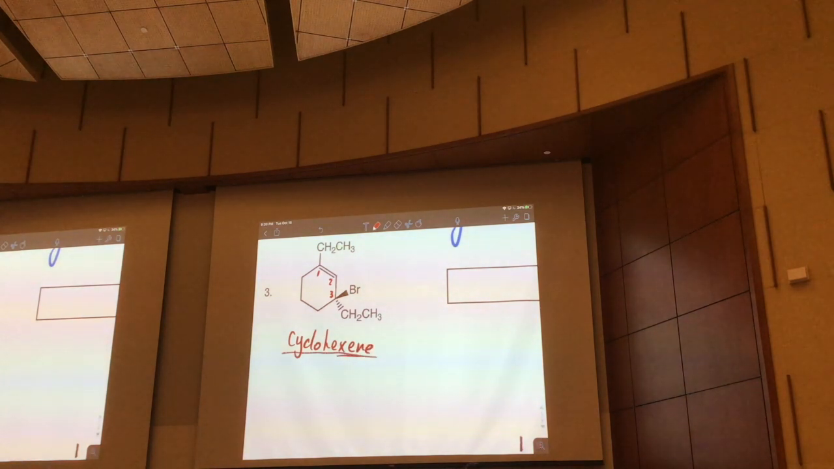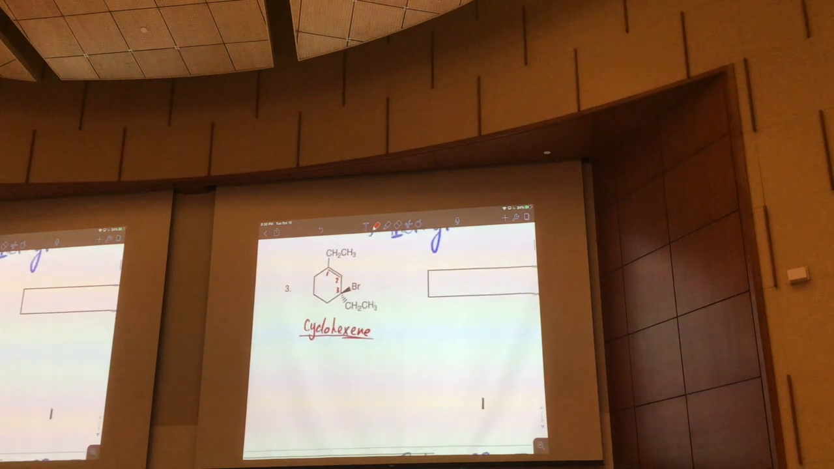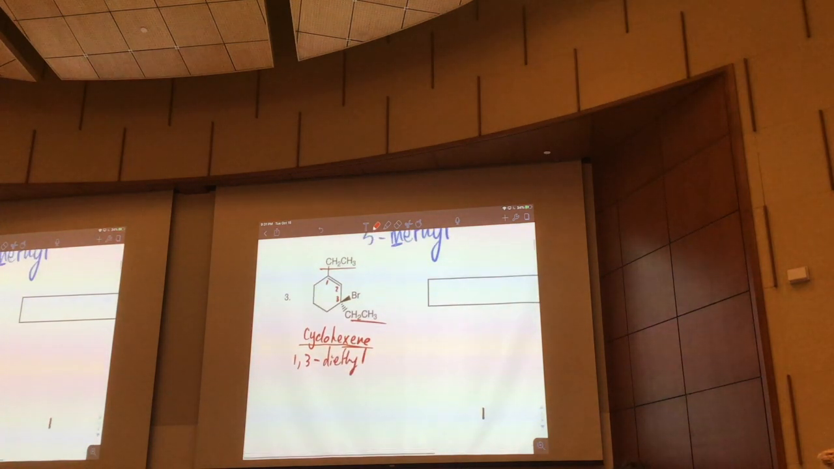And that's our parent. Let's look at the subs on our parent. So we have a couple ethyl groups we need to talk about. So on 1, there's an ethyl, and on 3, there's an ethyl, right? So what are we going to do to say there's 2 of them? Diethyl. Now, what's the last substitution we need to take care of? 3-bromo.